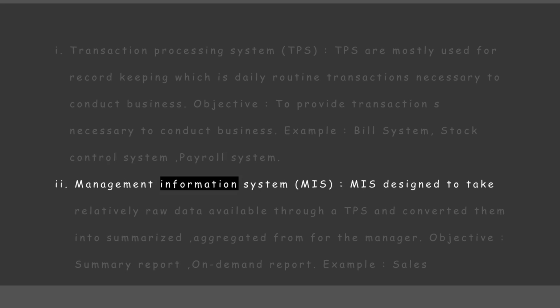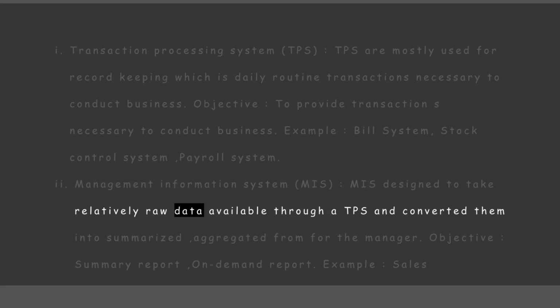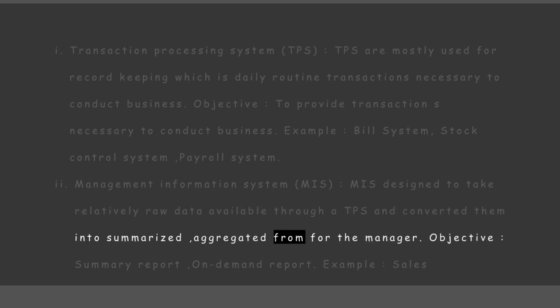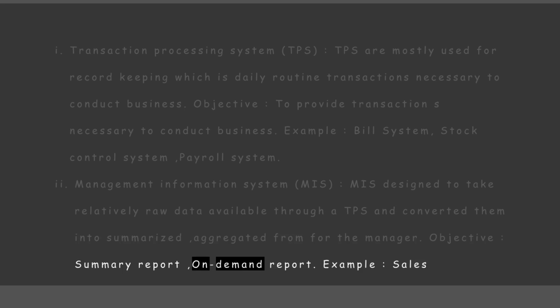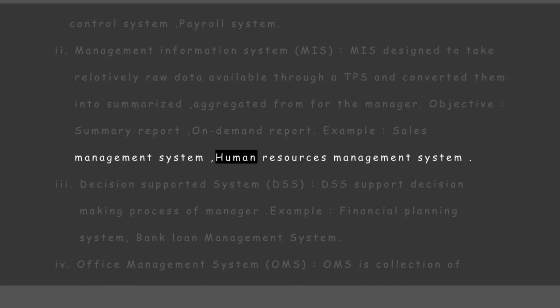2. Management information system, MIS. MIS is designed to take relatively raw data available through a TPS and convert it into summarized, aggregated form for the manager. Objective: summary report, on-demand report. Example: sales management system, human resources management system.